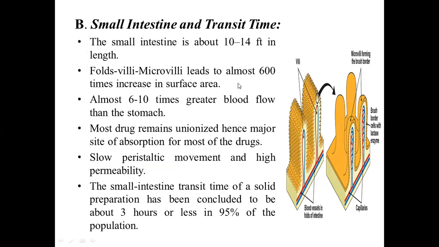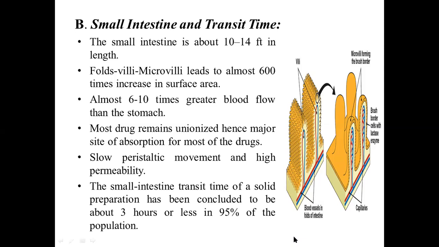The small intestine is about 10 to 14 feet in length, which means an increase in surface area. Due to its length, it provides a tremendous possibility for the absorption of drug on the surface. The surface of the small intestine is covered by folds, villi, and microvilli. There are a number of microvilli which help in the absorption of drugs.